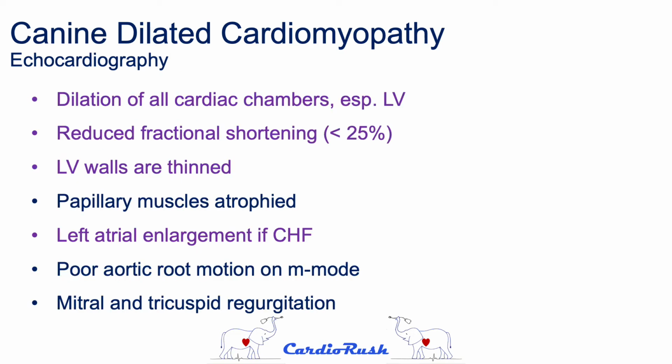Echocardiographic findings include dilation of all four cardiac chambers, but especially the left ventricle, with reduced fractional shortening and reduced ejection fraction. The LV walls may be thinned and the papillary muscles may be atrophied. Left atrial enlargement is usually present in dogs that have developed congestive heart failure, and we may see mitral and tricuspid regurgitation.